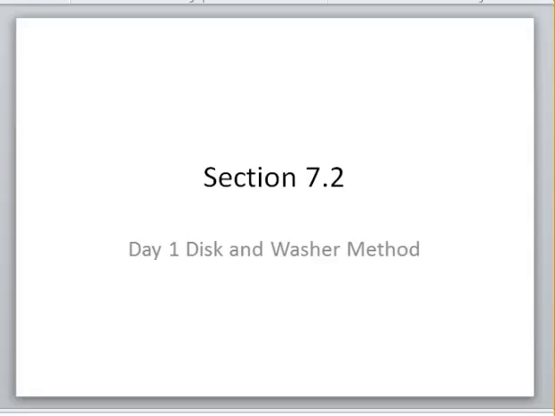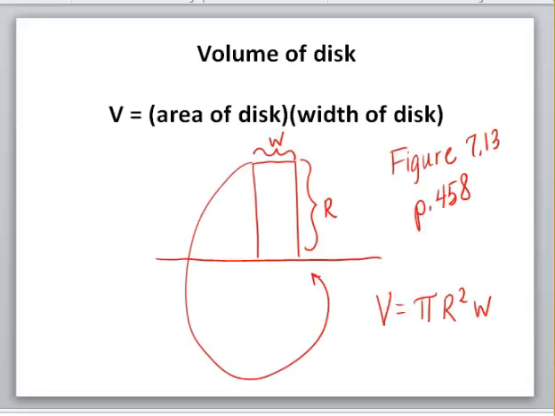Alright, today we start the disc and washer method. A disc is an object that's created by rotating something around an x or a y axis. What we're going to do is create discs, so circles, and then figure out the width of the disc.